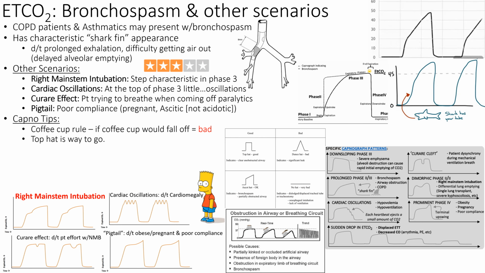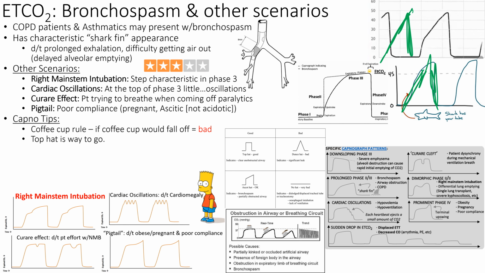All right, so bronchospasm, so other scenarios. So we talked about the shark fin, right? So our shark fin appearance right here, that is a sign of bronchospasm, where the air can't get out nice and easy, right? Nice and easy, like whoosh, nice and easy. Whereas if I'm having difficulty getting out, it's going to be a sharp upstroke, but it's going to be flatter. I guess not the best way to say that.